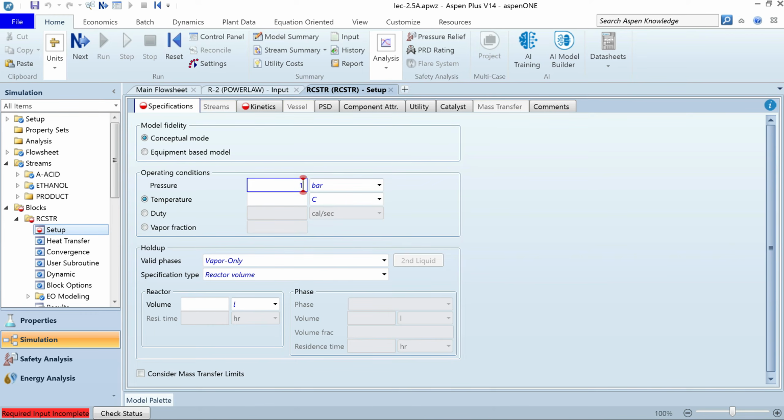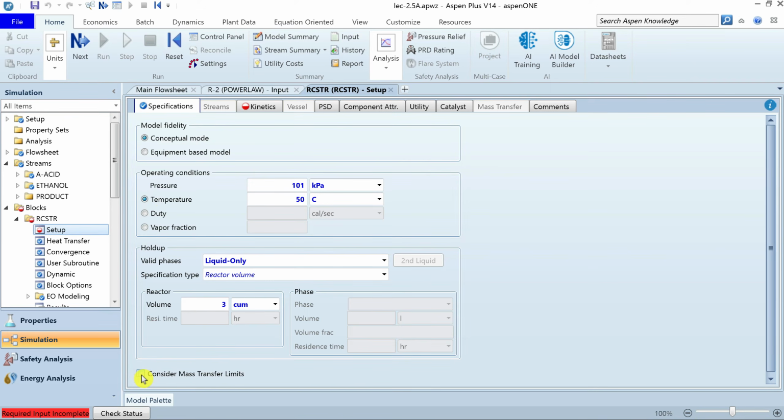Simply, the operating pressure is provided as 101 kilopascal. Temperature is mentioned as 50 degrees Celsius. The valid phase for the reaction is only liquid, and we are given the 3 cubic meter volume of the reactor. Besides this specification, if you are using an adiabatic CSTR, then you can put a duty equal to 0, so any heat of reaction will participate in the temperature change.